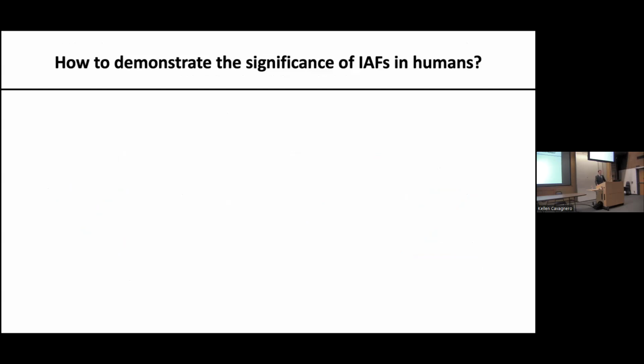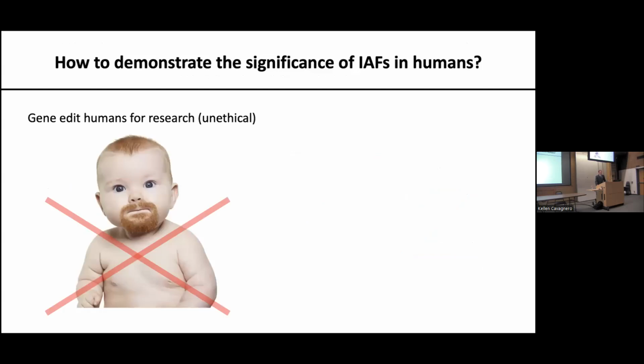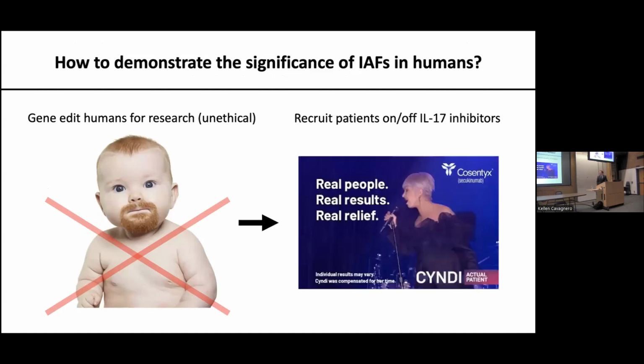Now, the next question is tricky. How do we demonstrate the significance of immune-acting fibroblasts in humans? In the aforementioned studies, we used a lot of genetically modified mice, right? But we can't do that in humans because it is unethical. So we had to come up with a new approach. And we ultimately settled on recruiting patients that were on and off IL-17 inhibitors, leveraging the fact that these patients are very effectively treated with this drug.